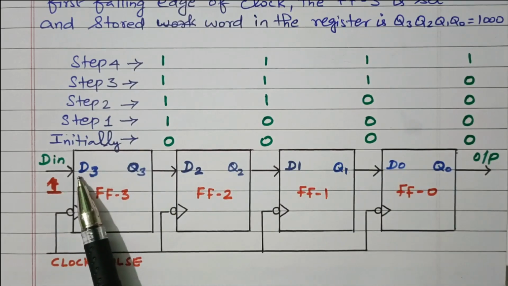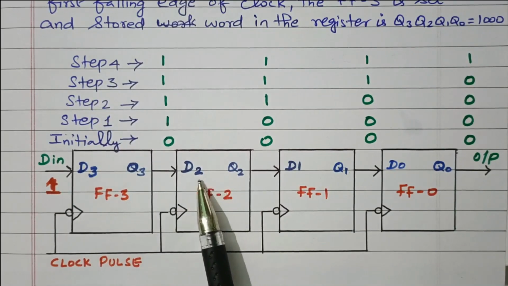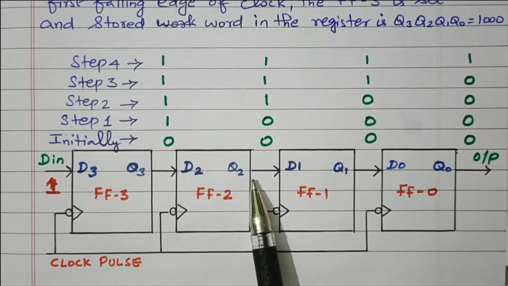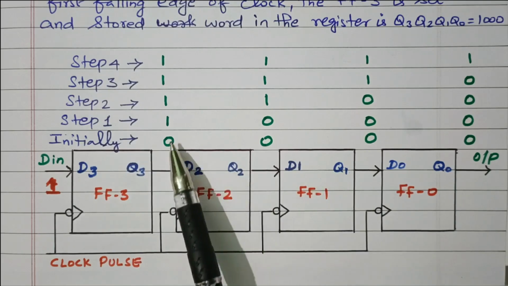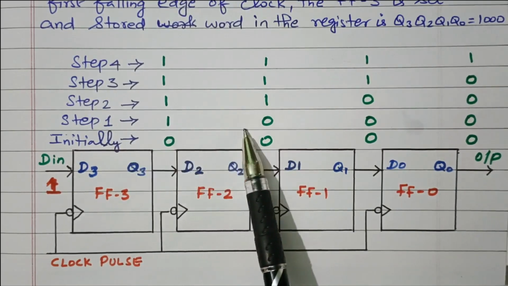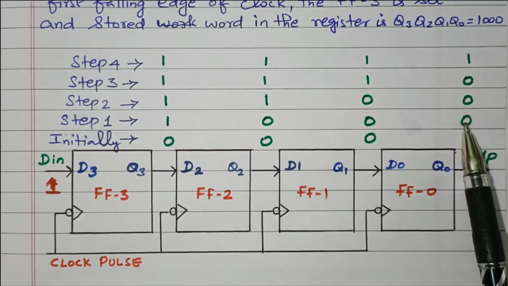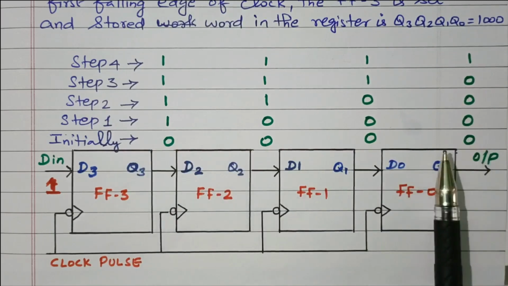When 1 is applied, the 1 will appear in the Q3. The already available data 0 is moved to Q2 like that. Right? So we are applying 1, so that this 0 will appear to the next flip-flop. This 0 applied to the next flip-flop. This 0 applied to the next flip-flop. The data is moving in forward direction.